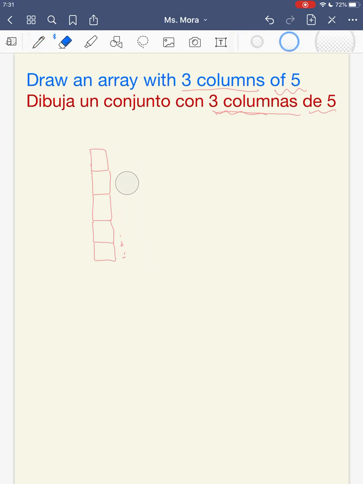You need to make sure that you draw your column right next to the one you drew first. Okay, so here's my next column of 5. So now I have 2 columns of 5, and then my third column of 5. Okay, so I'm just gonna highlight it real quick.